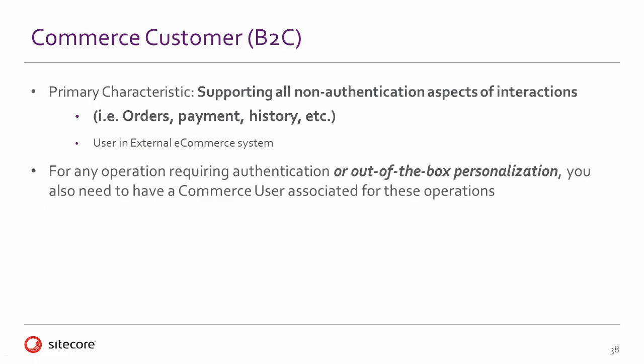Next, we have a commerce customer. And this makes sense if we think about this in a B2C scenario. The primary characteristics of a commerce customer are supporting all the non-authentication aspects of interactions. So that is orders, payment, and history. And through pipelines, this can also create a user in the external e-commerce system, and it does so in our NOP commerce examples.